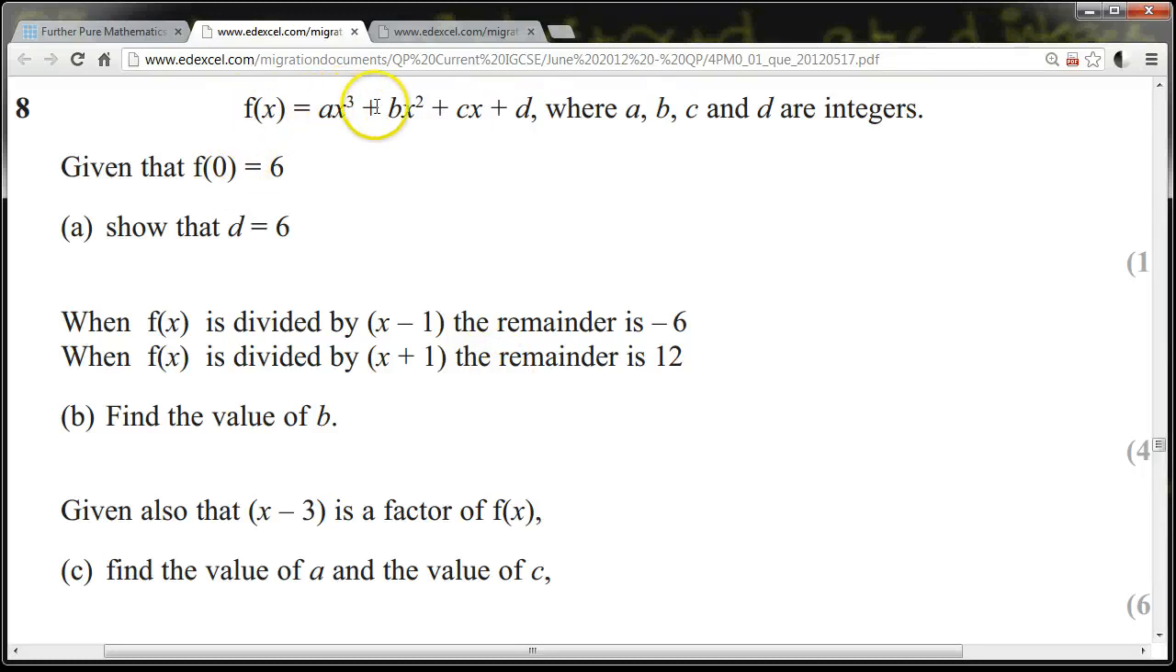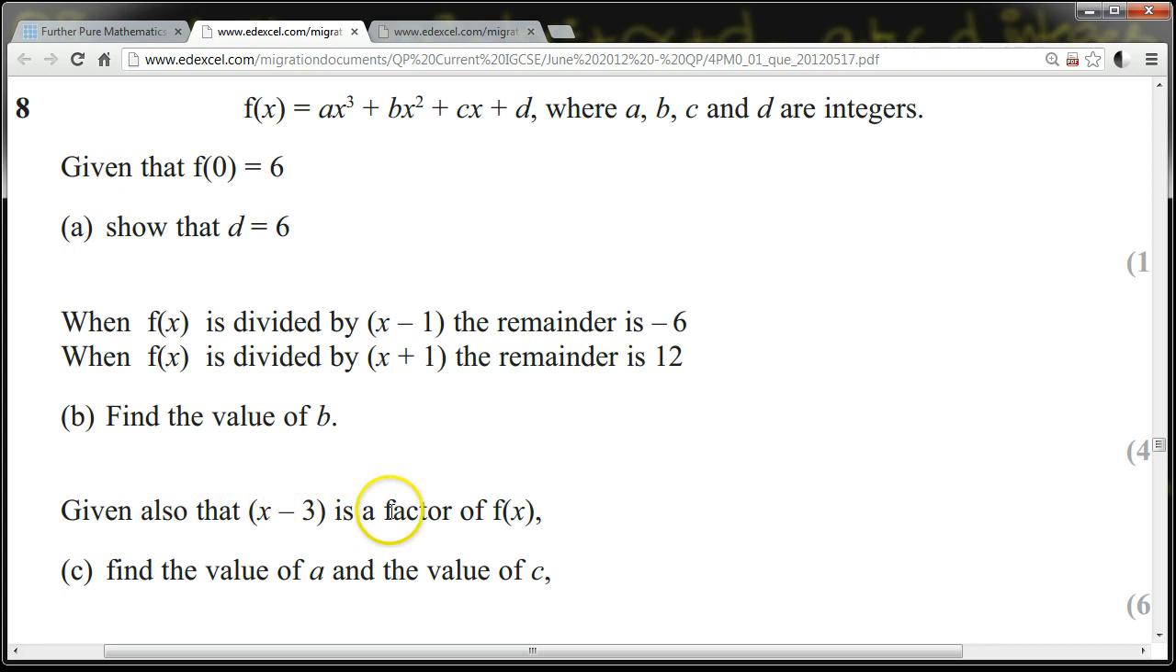f of x equals ax cubed plus bx squared plus cx plus d, where a, b, c and d are integers. Given that f of 0 equals 6, show that d is 6. When f of x is divided by x minus 1, the remainder is minus 6. When f of x is divided by x plus 1, the remainder is 12. Find the value of b.